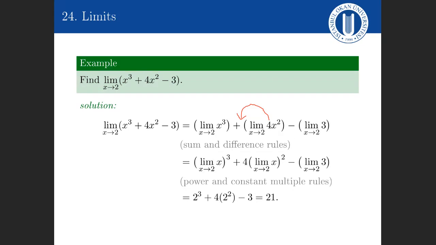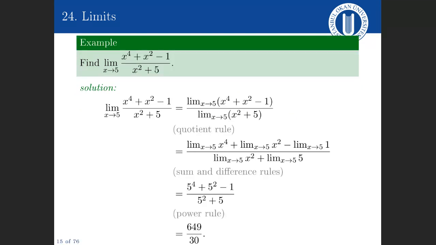And I want to use the power rule to take this cubed outside of the limit and this squared outside of the limit. That gives us the limit of x all cubed plus 4 times the limit of x all squared minus the limit of 3. We know that the limit of x is just 2 and the limit of 3 is 3. Put these numbers in and we calculate that the answer is 21.